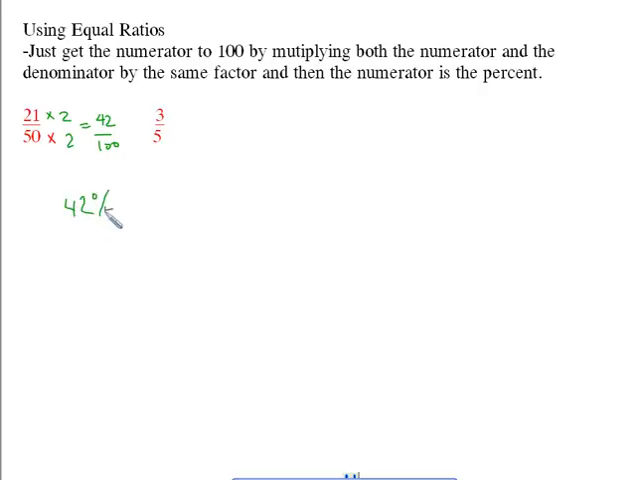Remember that this part here means it's over 100. It's percent, per 100. And same thing here. When I change this, I'm going to multiply by 20, and 20. So this is going to be 60 over 100. So that's 60%. And that's basically all you have to do to understand the basics of percents that we're covering in this particular lesson.